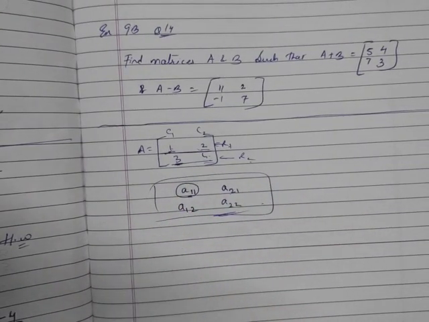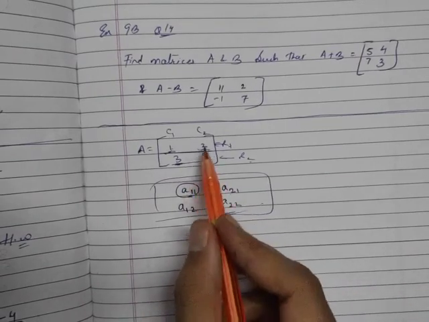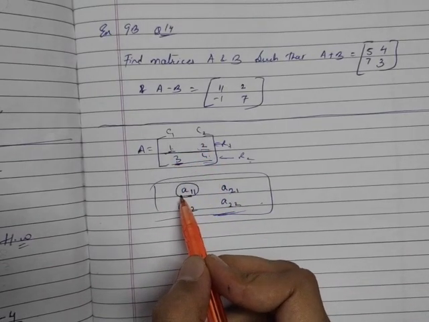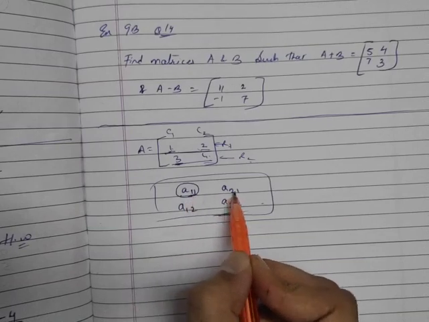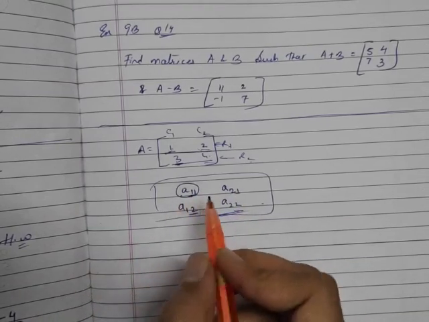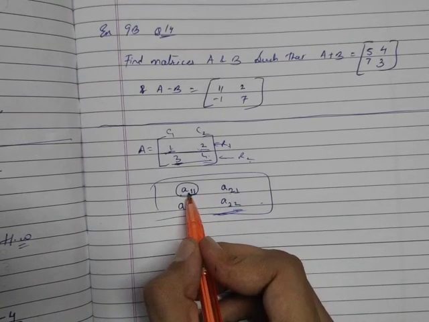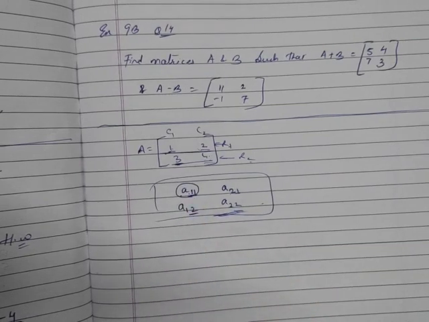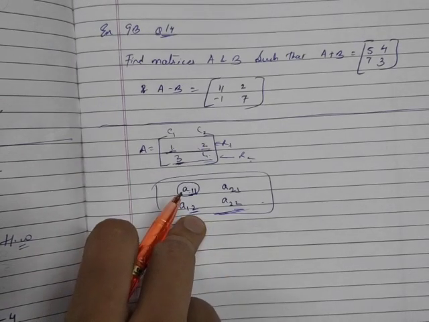Did you understand this? If not, pause the video, go back again and understand this part. And we will proceed now. So every element can be denoted using the letter A and by the proper position. And while writing the position, first number should be the row number, second number should be the column number.